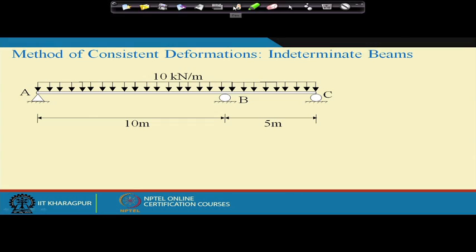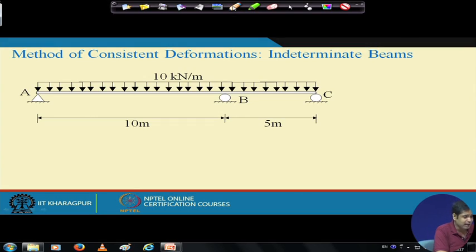Now, the first step, if you recall, was to determine the static indeterminacy. Look at this structure. This is an indeterminate structure, and if we remove support B, then it becomes a simply supported beam subjected to UDL, and because of the presence of support B, it is now indeterminate. So, in this case the static indeterminacy is 1, and the kind of indeterminacy is external indeterminacy, because the indeterminacy is due to the support reaction.